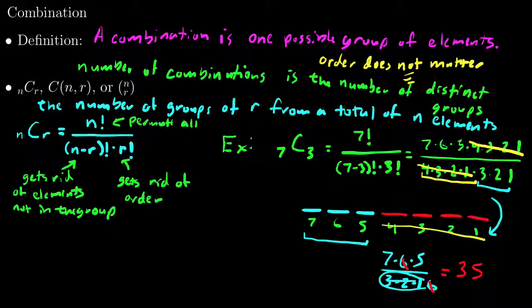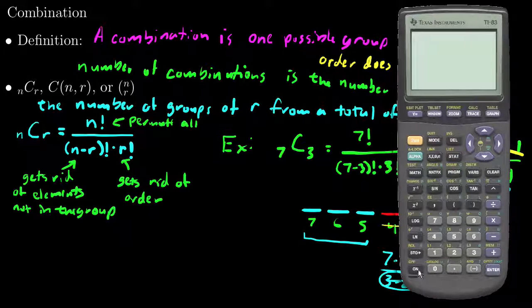You could also do this in the calculator. It's a similar location to the other things. So I start off by putting the first number, 7, then math, go over to probability, and nCr is the third thing down there. Then 3, and if the calculator works correctly, which it does, I get 35.